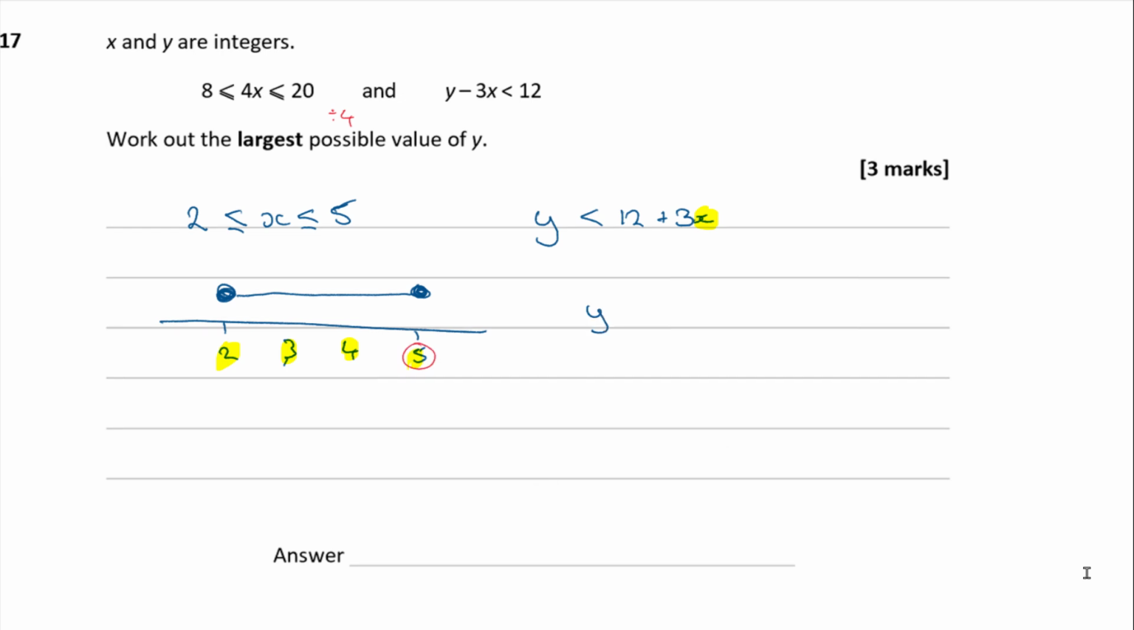So y then is going to be less than 12 plus 3 lots of 5. 3 lots of 5 is 15, so then y is going to have to be strictly less than 12 plus 15. So y is going to be less than 27. So it can't be equal to 27. It's an integer, so the biggest integer that is less than 27 is y equal to 26. Okay, that's the largest value.